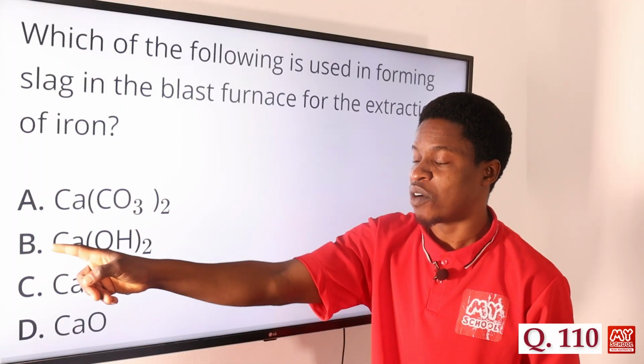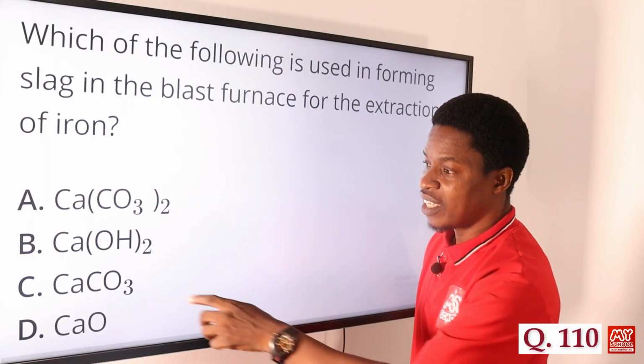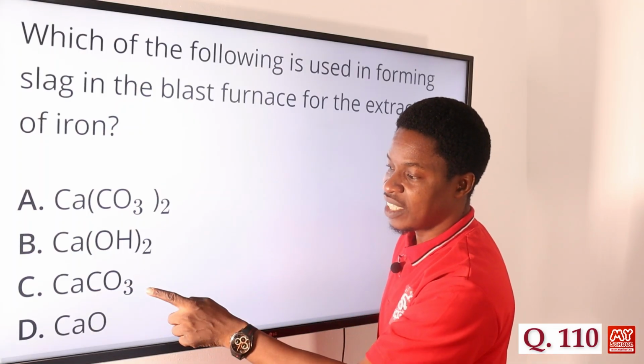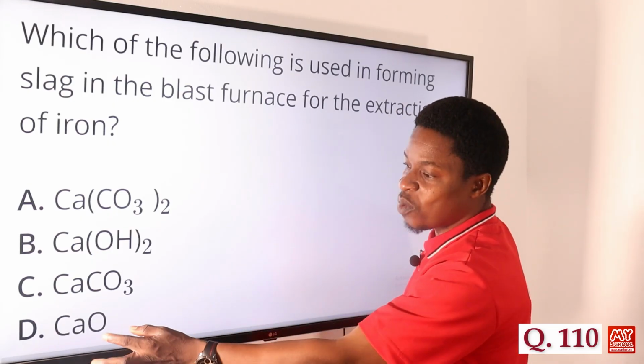So not this. This is your lime water. Okay, that's not what we need here because we need calcium oxide. So this is calcium carbonate, CaCO3. This is the correct answer. This one is technical because this is what we need.